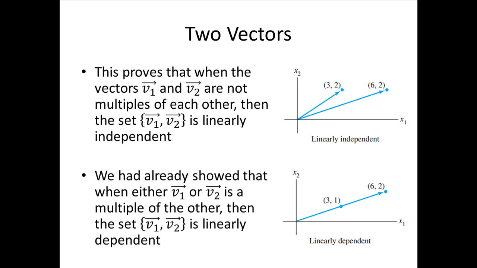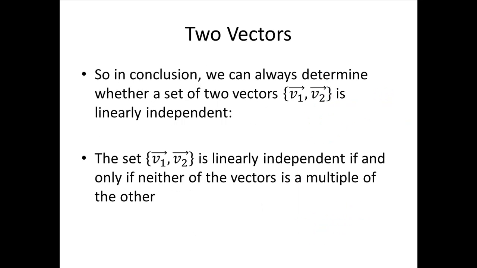So we proved that when two vectors v1 and v2 are not multiples of each other, then the set with those two vectors in it must be linearly independent. And we also know that when v1 or v2 is a multiple of the other, then the set is linearly dependent. So this completely answers the question. If you have a set with two vectors in it, if one vector is a multiple of the other, then the set is linearly dependent. If not, then the set is linearly independent.